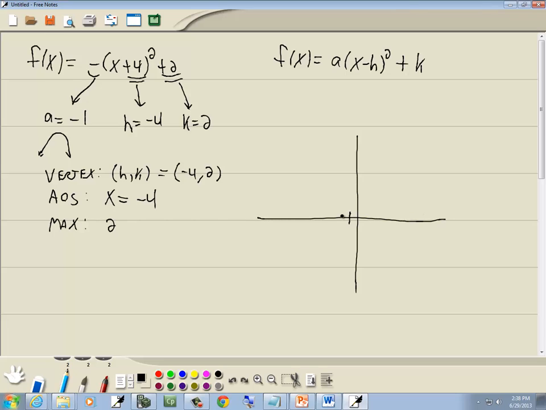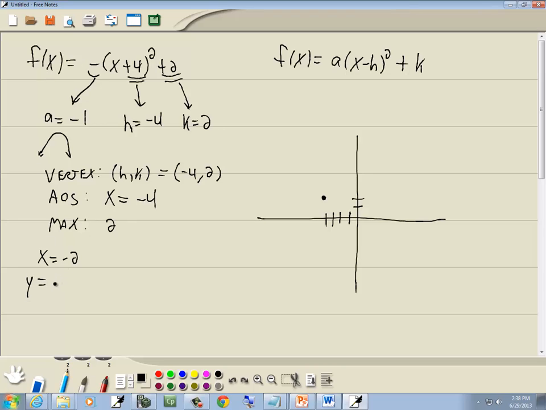(-4, 2) for a vertex. 2, 3, 4. (-4, 2) would be right here. And the y-intercept is probably a little bit too far over. So let's try to plug in x equals -2. And we're putting that back in our original function. Remember, f of x is y.